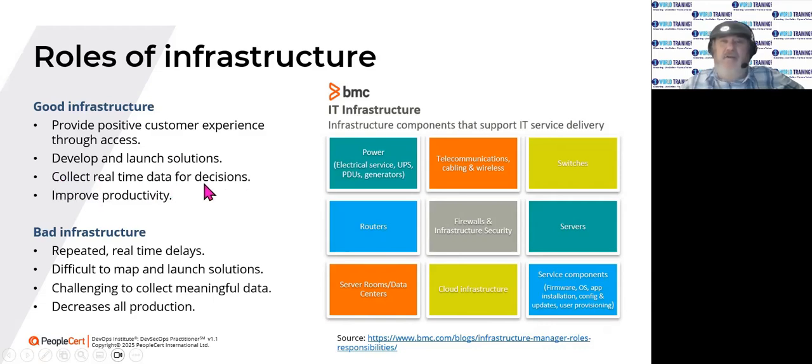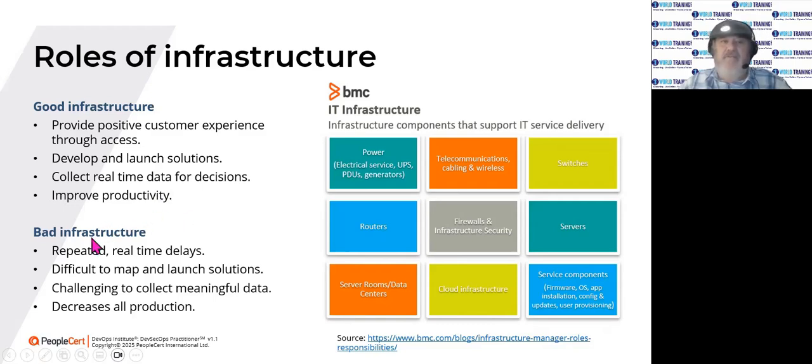Collecting data for helping to make decisions, for example, usability or utilization. Maybe you need to grow infrastructure to keep performance up. Generally speaking, it affects productivity. If you don't have enough infrastructure to support your teams, that can slow things down because there'll be lots of delays. And on the other hand, if you have too much, it can be expensive. So always looking at the performance and productivity aspects is important with infrastructure.